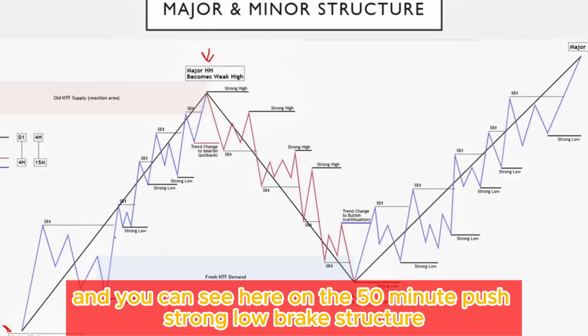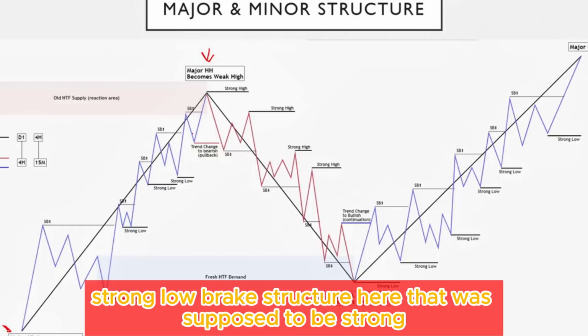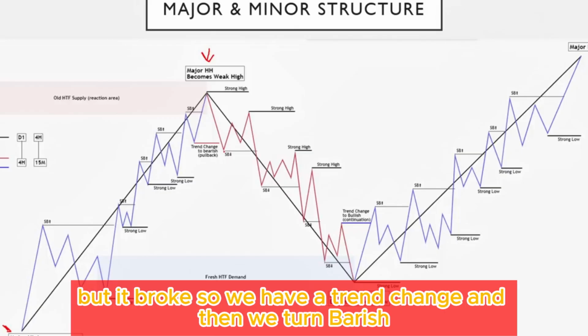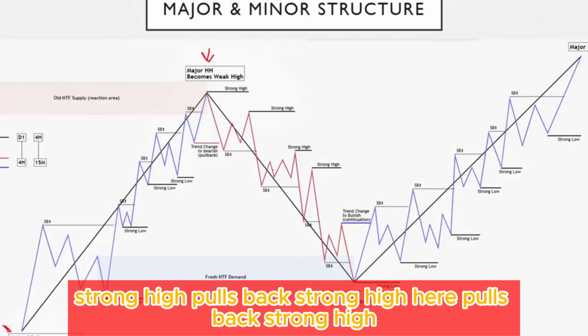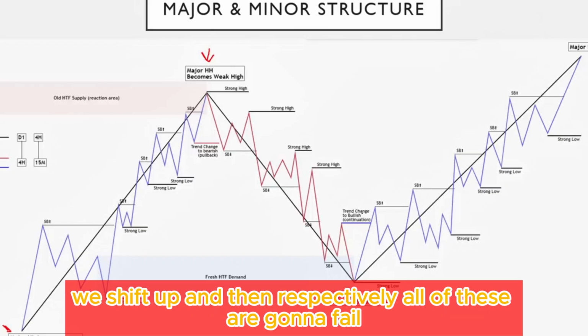And you can see here on the 50-minute push, strong low. Break a structure, strong low. Break a structure, strong low. Break a structure here. That was supposed to be strong, but it broke, so we have a trend change, and then we turn bearish. Strong high, pulls back. Strong high here, pulls back. Strong high, we shift up, and then respectively all of these are going to fail.